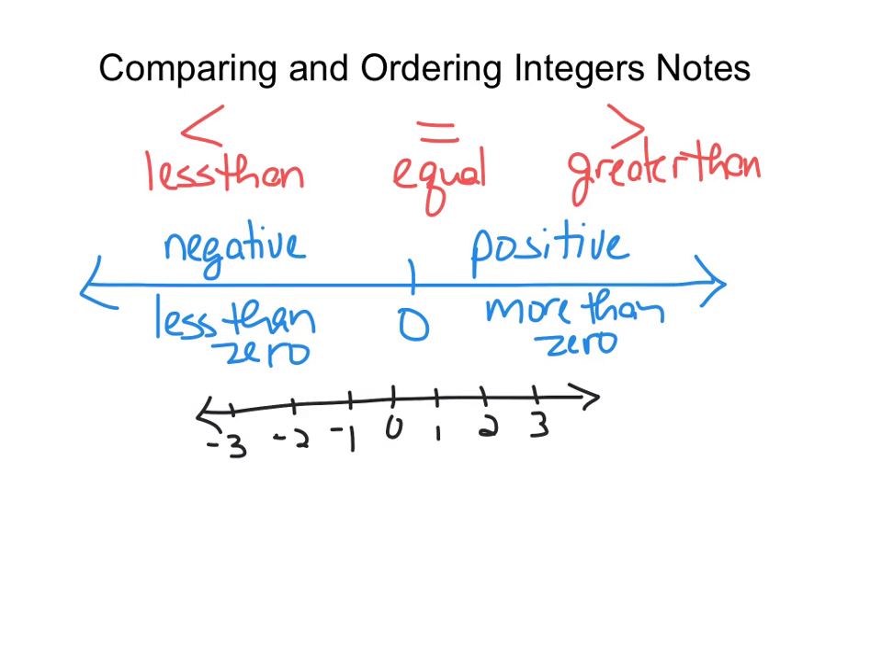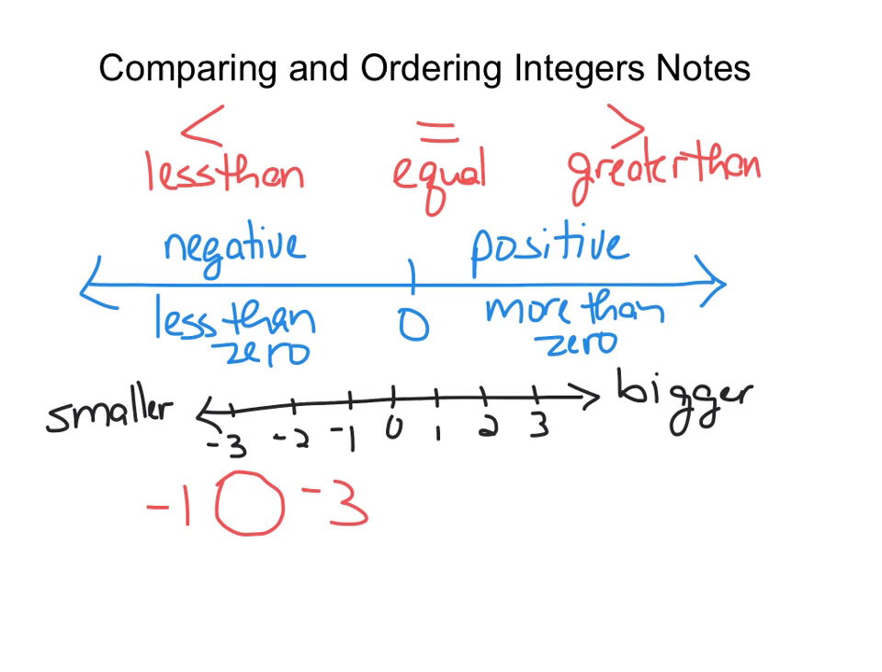So remember, the further you go to the left, it's going to be smaller. The further you go to the right, it's going to be bigger. So let's compare. If I have -1 compared to -3, -1 compared to -3, which one is furthest to the left?